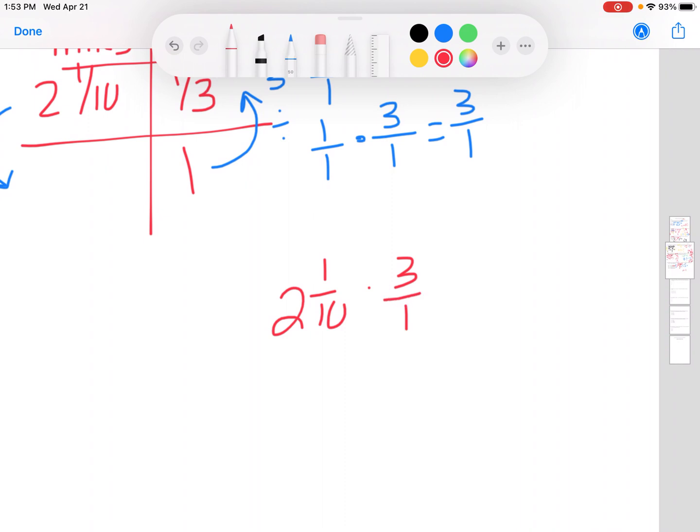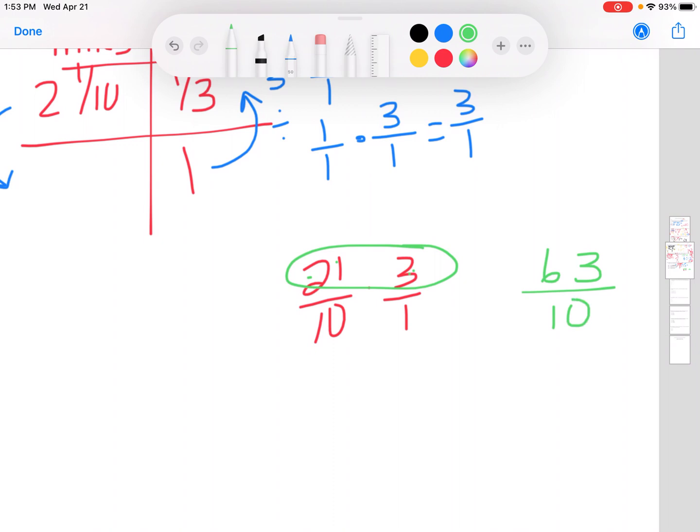So I'm going to go around the world with my fraction because I have to change it from a mixed number to an improper fraction. 2 times 10 is 20 plus 1 is 21. So I have 21/10 here. From here, I just multiply straight across. So 21 times 3, 3 times 1 is 3, 3 times 2 is 6 over 10.